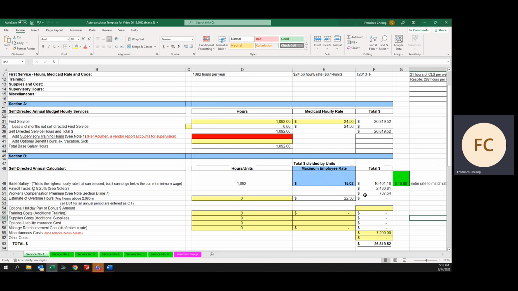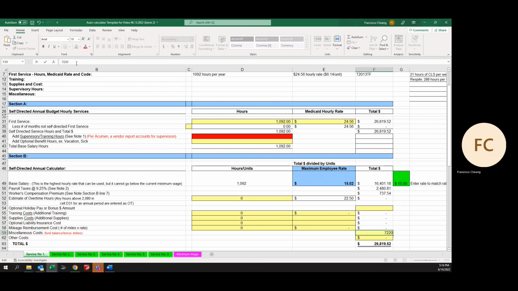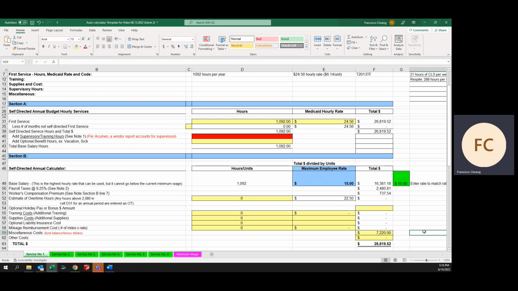$200 is going to give me $15 with 2 cents. We're getting close. These cells are almost matching. So I'm going to add a few more dollars in here. Let's add $20, and then bam, there we have it.